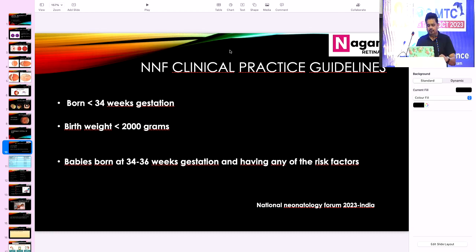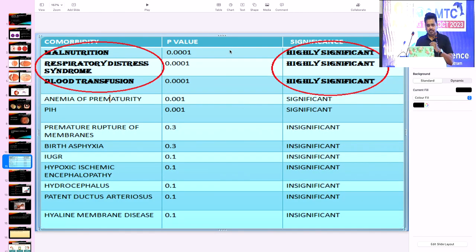Coming to the screening criteria of ROP, these are the guidelines of the National Neonatology Forum of India, which were introduced in 2023. All babies born below 34 weeks of gestation, babies with birth weight less than 2000 grams, and babies born between 34 to 36 weeks of gestation with any of the risk factors.